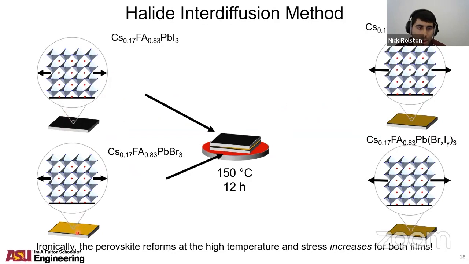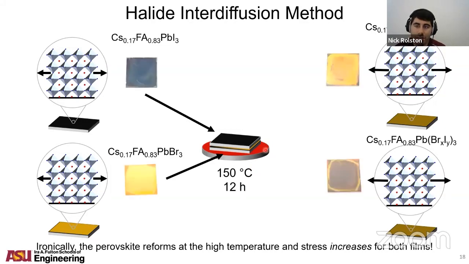iodide-rich film and a bromide film, and then put them in direct contact with one another and heat them up to promote this interdiffusion. And what we found is that this was indeed effective. You start with a dark iodide, you end up with a bromide-based perovskite, and then the opposite occurs. And in this case, this is where we would anticipate there would actually be compression occurring from this exchange.